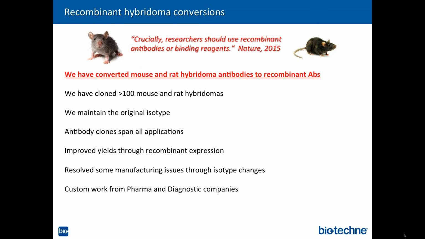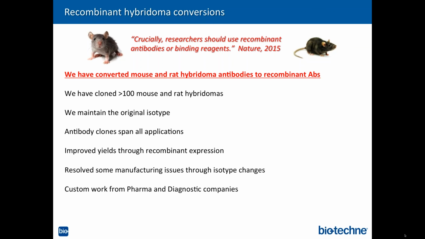When we do this, we maintain the original isotype, so we decided to go with the approach that the recombinant version should very closely mimic the original clone, because that's what customers are used to and we didn't want to change that. So that obviously cost a little bit more work on our end, but it was absolutely worth the investment on our side. The antibodies that we've cloned span all applications, so we maintain all the original applications between the hybridoma and the converted recombinant antibody.